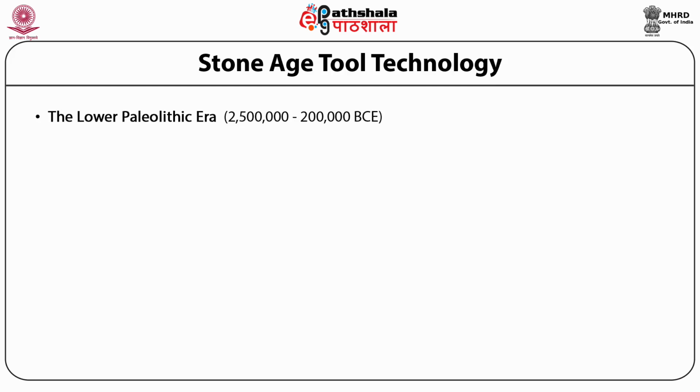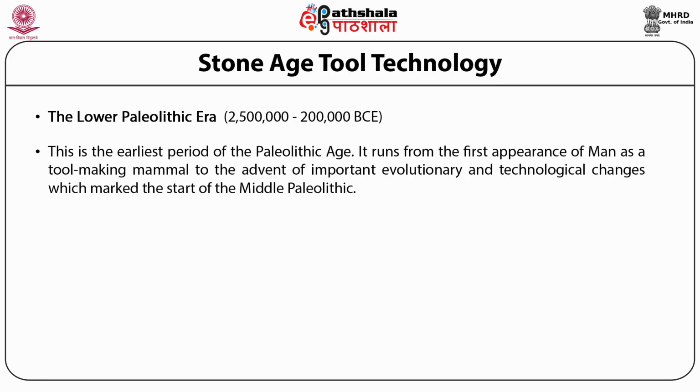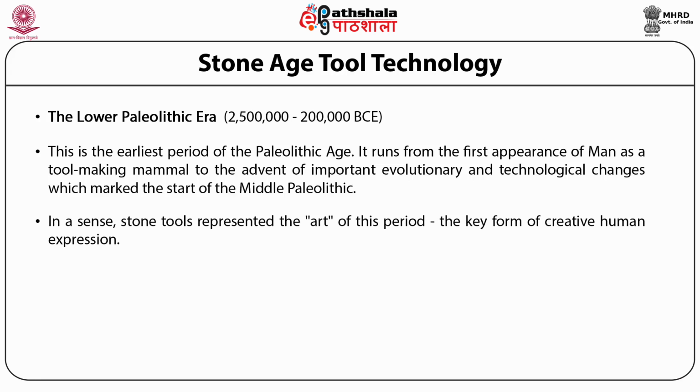The Lower Paleolithic Era. This is the earliest period of the Paleolithic Age. It runs from the first appearance of men as a tool-making mammal to the advent of important evolutionary and technological changes which mark the start of the Middle Paleolithic. It witnesses the emergence of three different tool-based cultures: Olduvian culture, Acheulean culture, and Clactonian culture. In a sense, stone tools represented the art of this period, the key form of creative human expression.